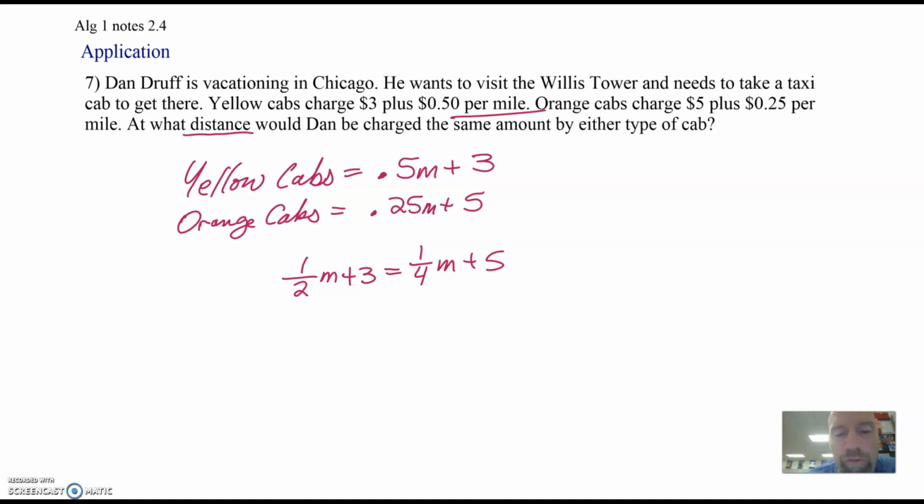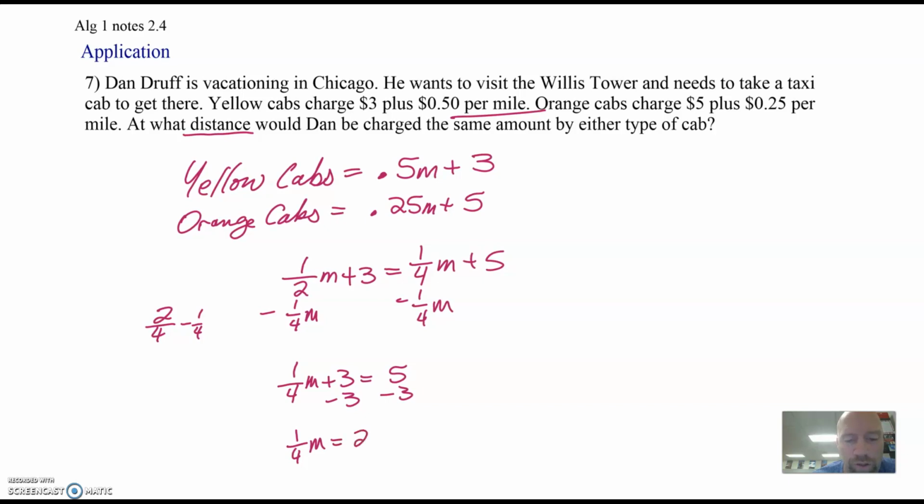All right, so I'm going to start by moving my variable term over to the left-hand side by subtracting 1/4 m on both sides. When I subtract, I need to make a common denominator. So this would really be 2/4 minus 1/4, or 1/4. So I've got 1/4 m plus 3 is equal to 5. I can subtract 3 on both sides, and I would end up with 1/4 m is equal to 2.